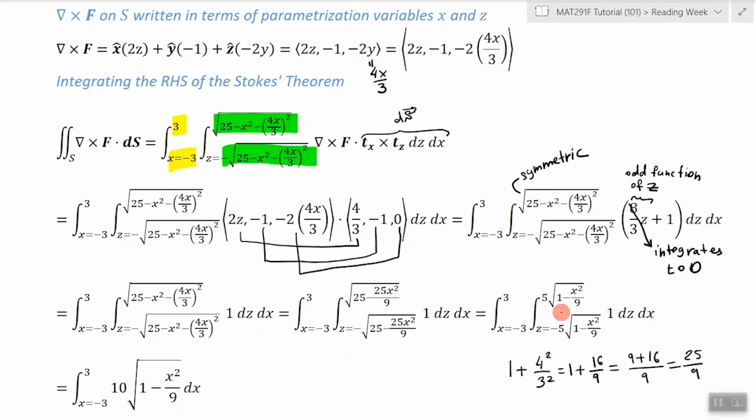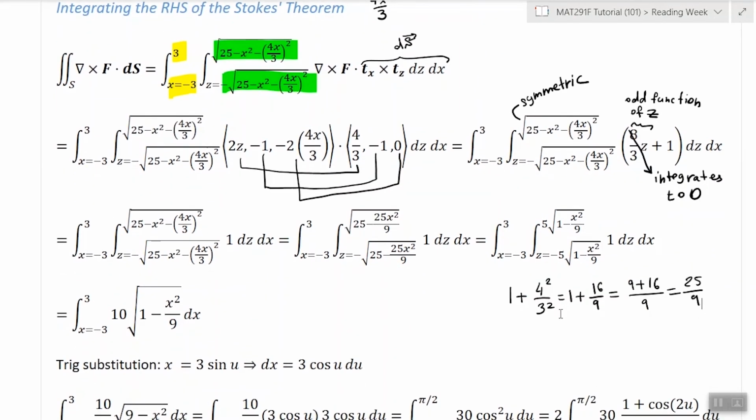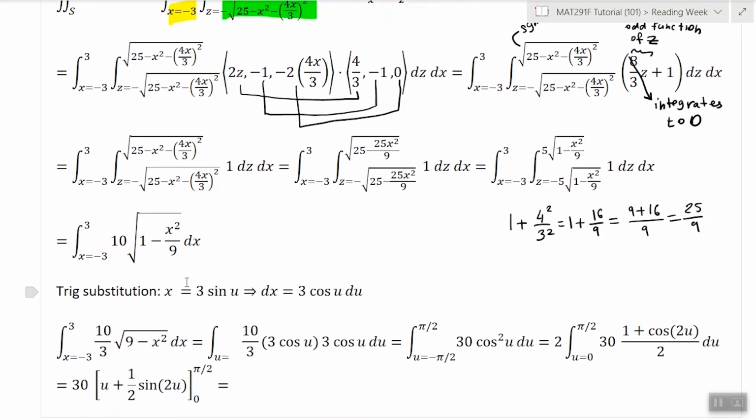Then I integrated over z, and I got this. So you see this guy will give me this, basically with 5, and this negative will make it 10. The next thing I did is I used trig substitution. How I used it, let me show you.